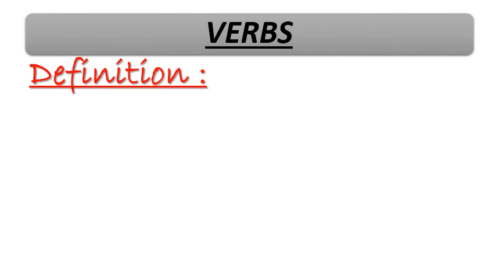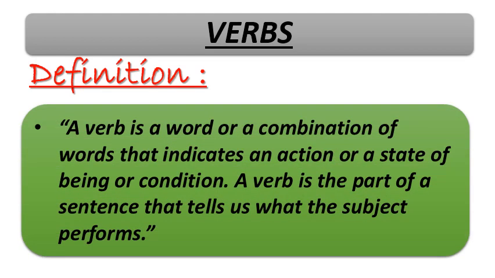So let us see what is the meaning of verb. A verb is a word or a combination of words that indicates an action or a state of being or condition. A verb is the part of a sentence that tells us what the subject performs. Or in a simple way, we can say that a verb is a doing word that shows an action, an event or a state. Or the simplest way to say it, a verb is an action.